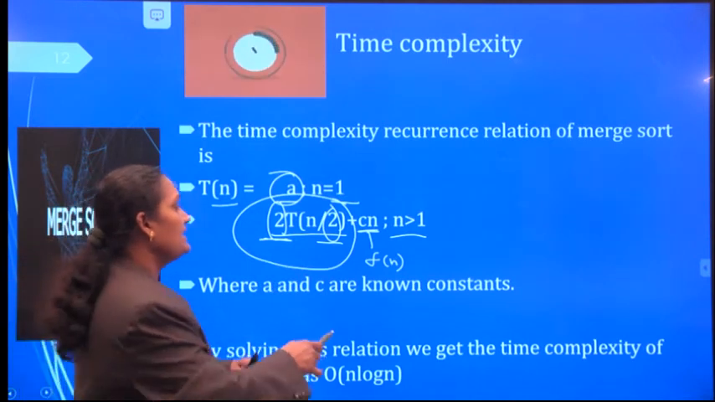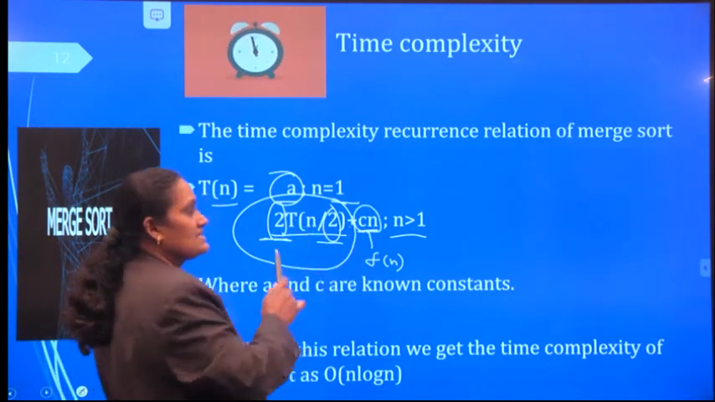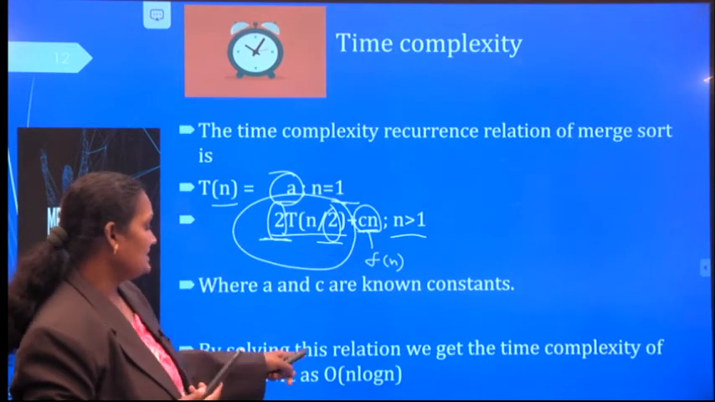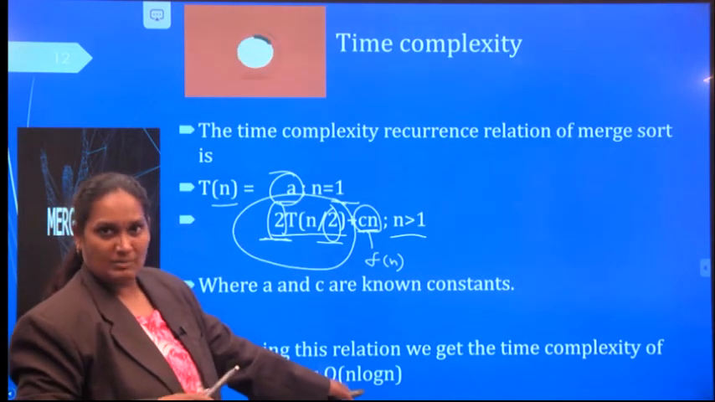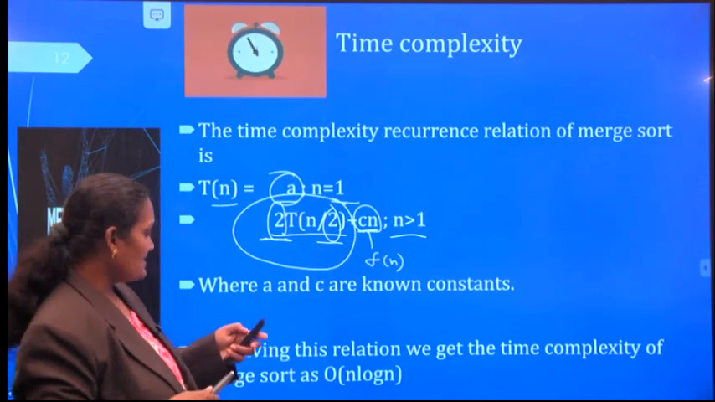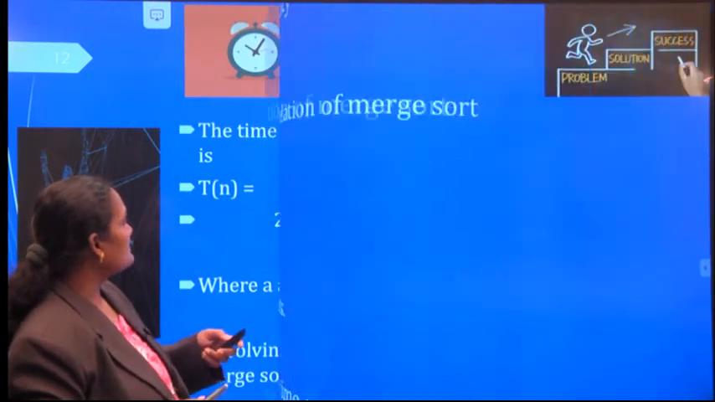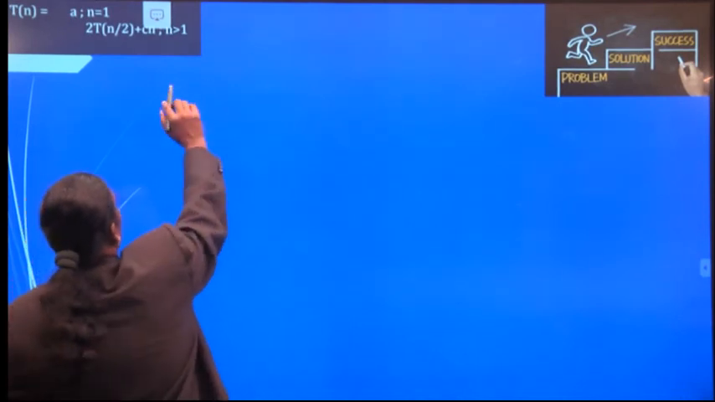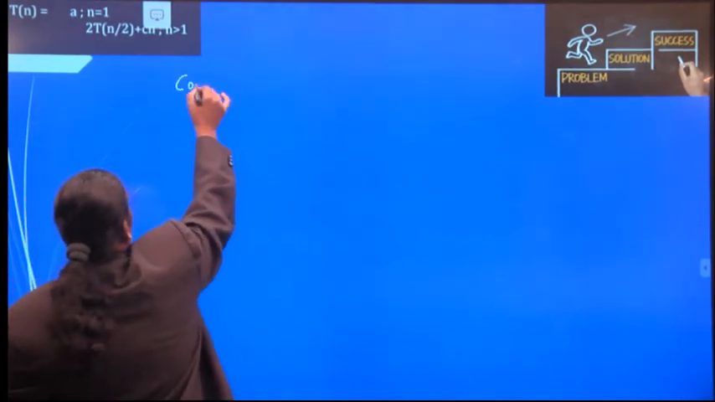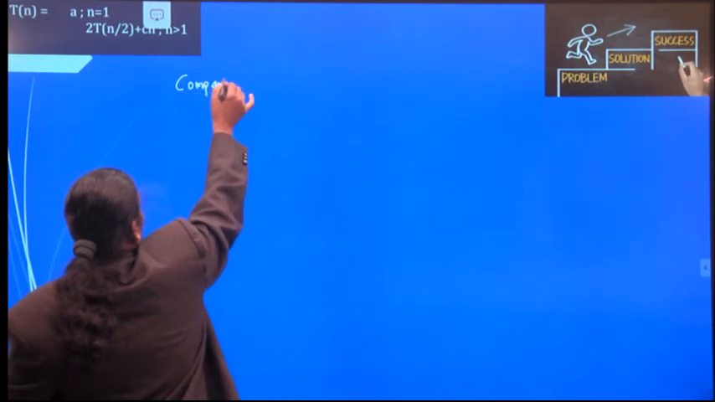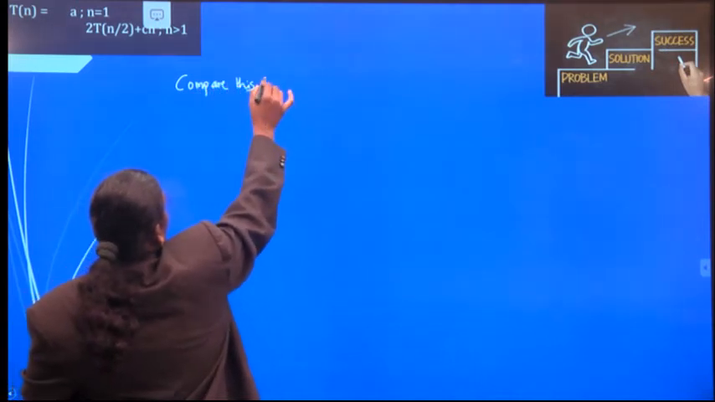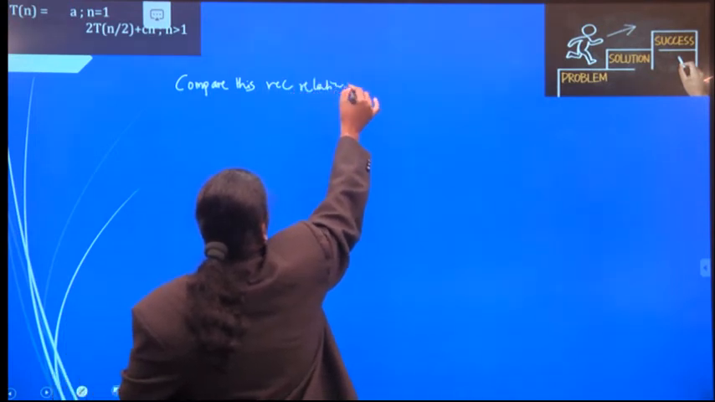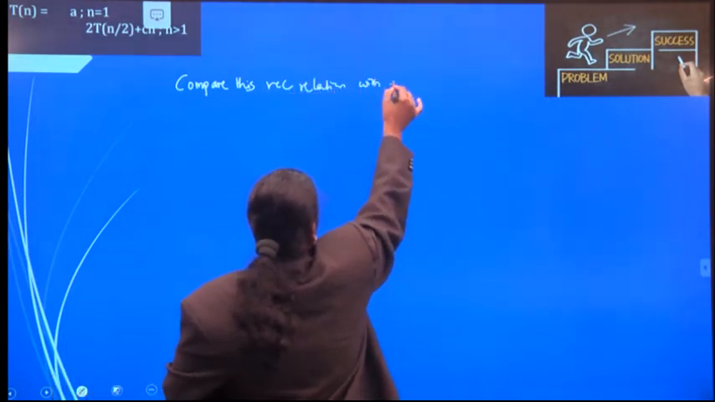For dividing and conquering, we need a time complexity of Cn. Now, by solving this recurrence relation, we will get the time complexity of merge sort as big O of n log n. Now I will explain how to solve this time complexity recurrence relation. To solve this recurrence relation, compare it with the general recurrence relation.